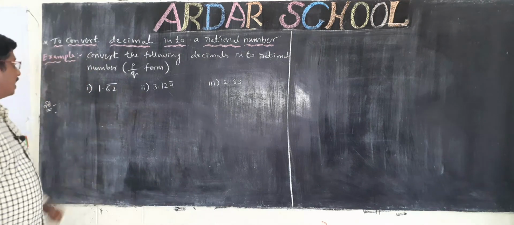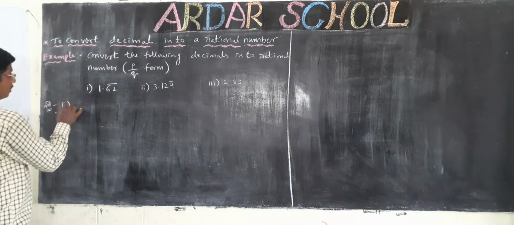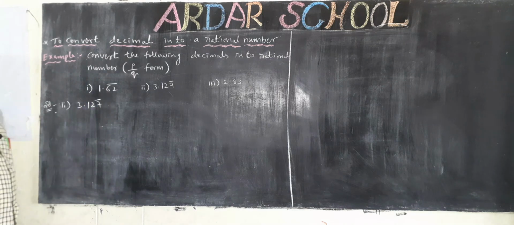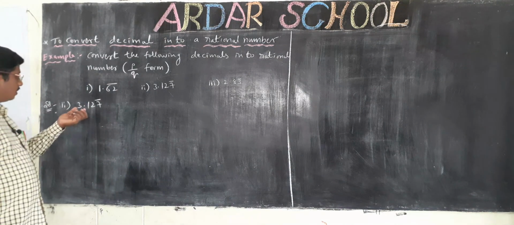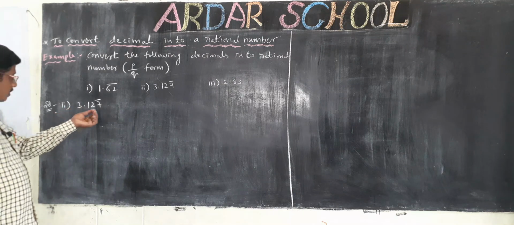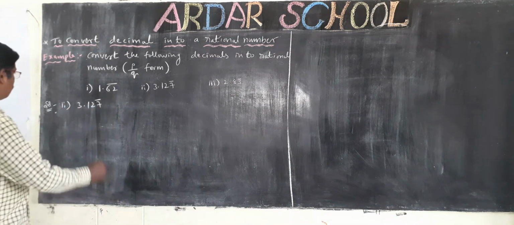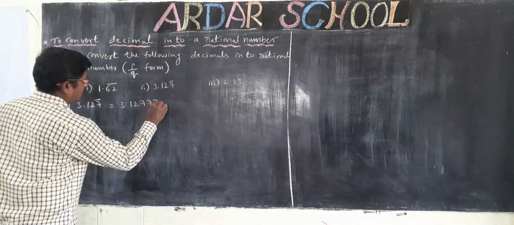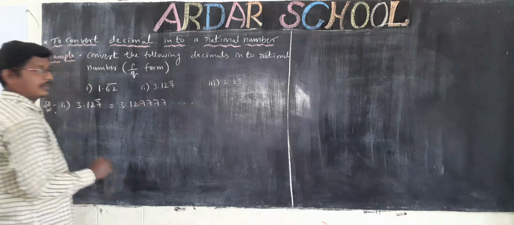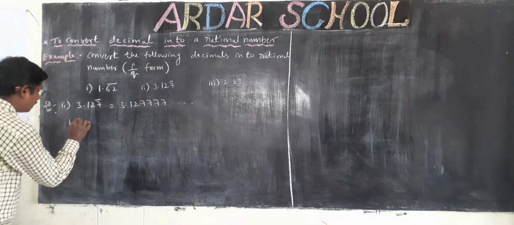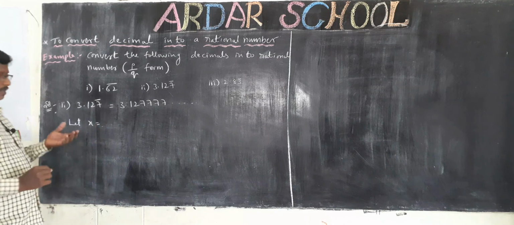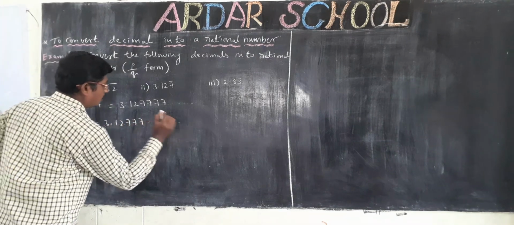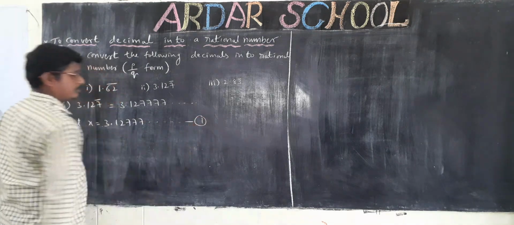Let us go to the second sum. The second one is 3.127 bar. In this decimal, the 7 is recurring. So it can be written as 3.12777 and so on. So let x be equal to 3.12777 and so on. This is equation 1.